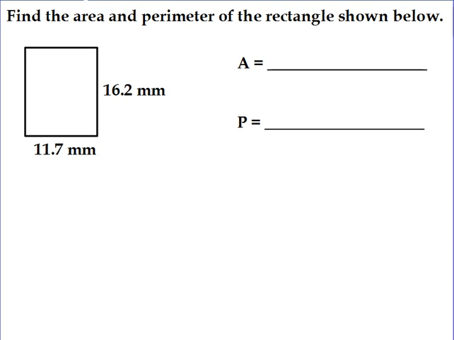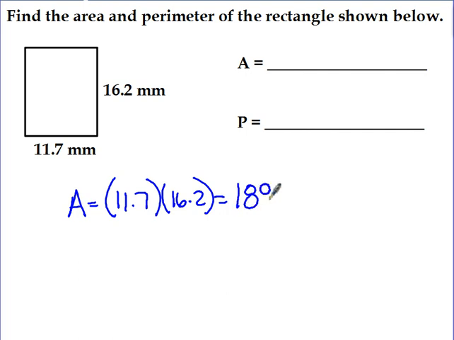So this first problem here, very simple. Finding the area and perimeter of the rectangle. The measurements are already there for us. So for the area, we would just multiply them. And when you multiply them, you get 189.54.